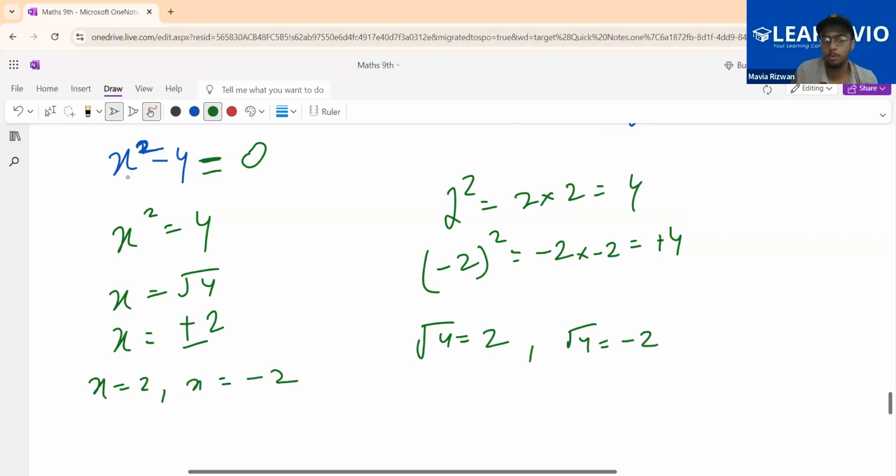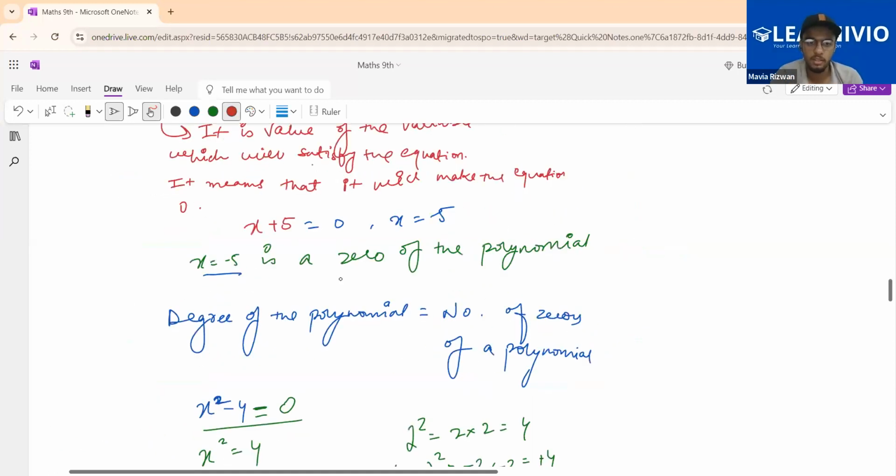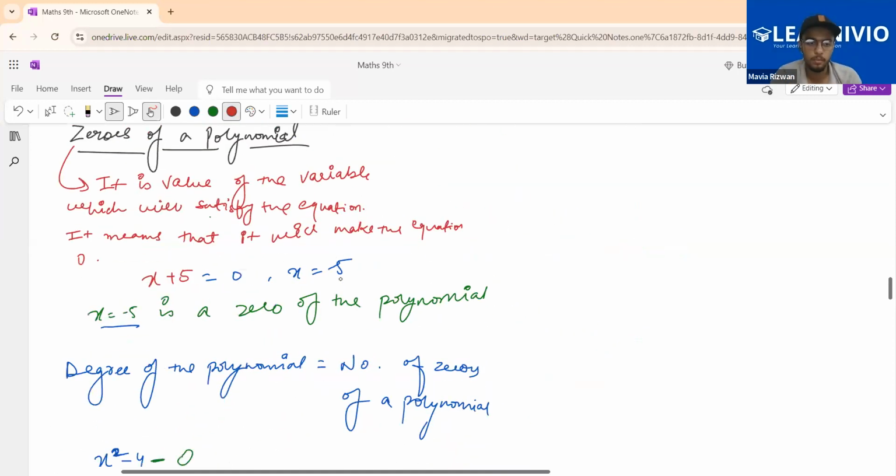And we also prove, see, this was a quadratic polynomial, right? Degree was equal to 2. So that is why we are getting two zeros. This is the first zero, this is the second zero. Understood? Okay, so note this down. And then we'll end the class and then we'll do further in the next class.